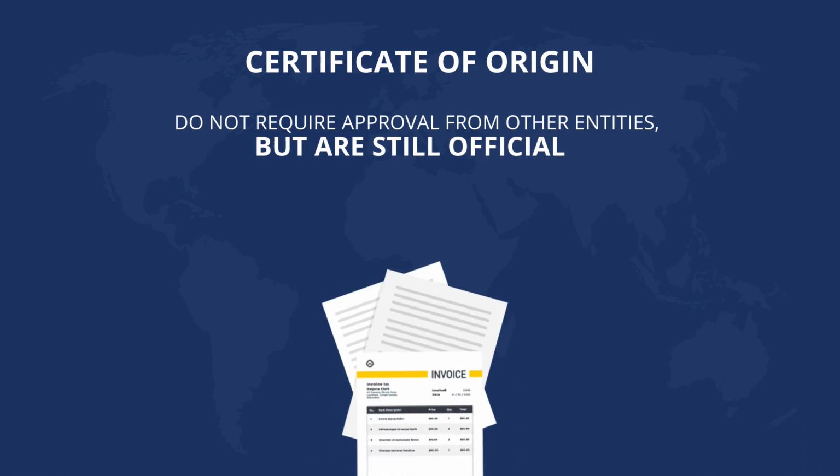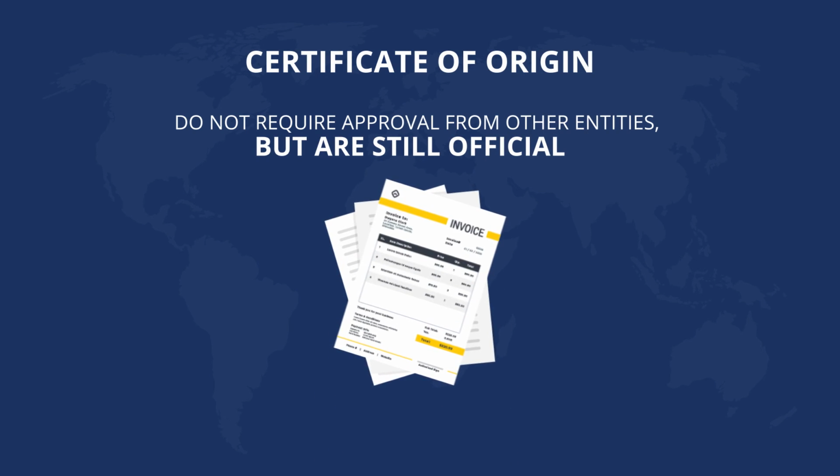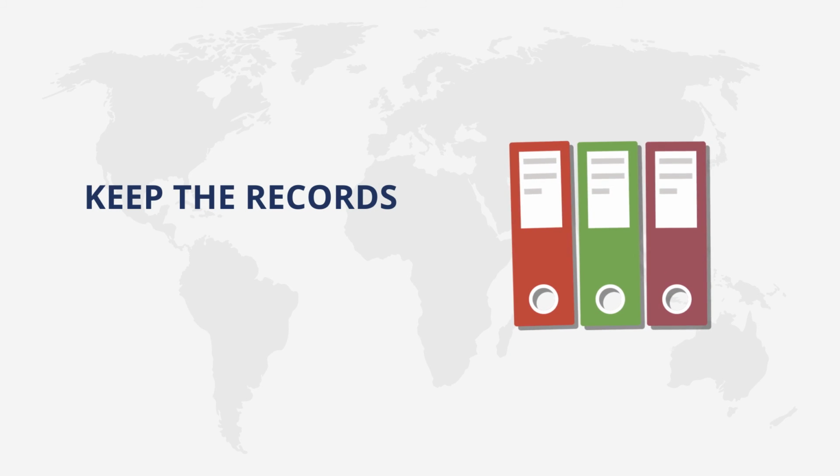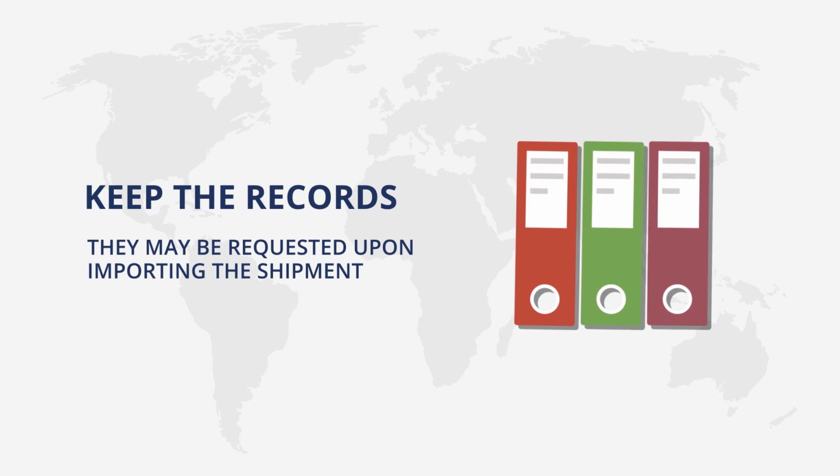These documents do not require approval from other entities, but are still official. They can be requested by the foreign customs agency or your buyer. Keep the records that established your good's FTA qualification. They may be requested upon importing the shipment. The FTA will also specify the number of years after the shipment when an audit could be conducted. Include documentation that establishes the value and source of any components, as well as your internal qualifying process.